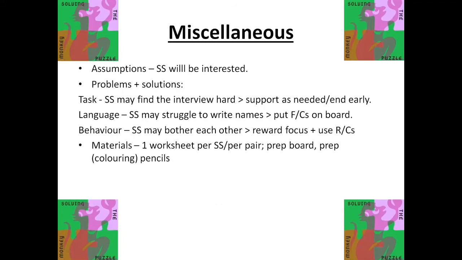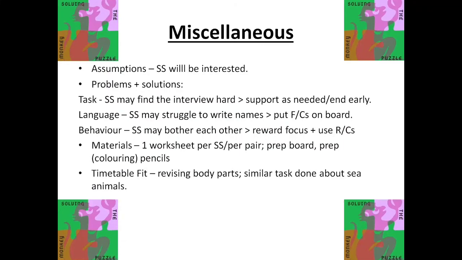The materials for this will be one worksheet per student, or one word search per pair. And I've got to prepare the board, and I have to prepare some coloring pencils for my students as well if they're going to make a colorful insect. And the timetable fit is, well, they get to revise the body parts, and they've already done a similar task about sea animals, so they should be familiarized with the task from what's gone before, and they should be familiar with the overarching theme of talking about different parts of different animals.